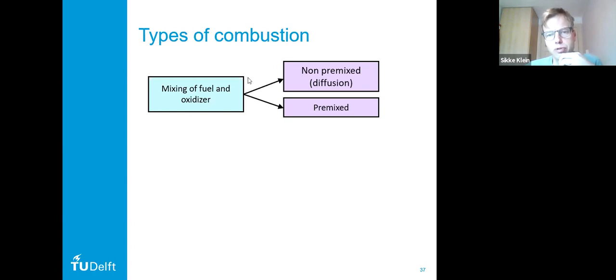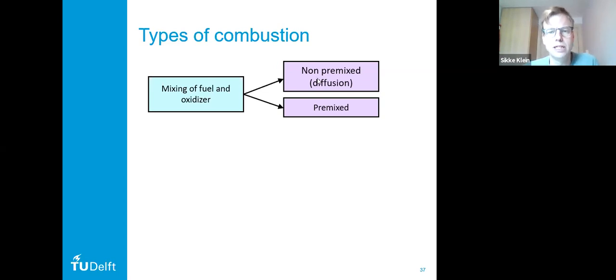In a non-premixed situation, also called diffusion, there are two separate streams of fuel and air, and then they have to mix. Finally, by molecular diffusion, the air and the fuel have to meet each other. So that's another type of combustion.